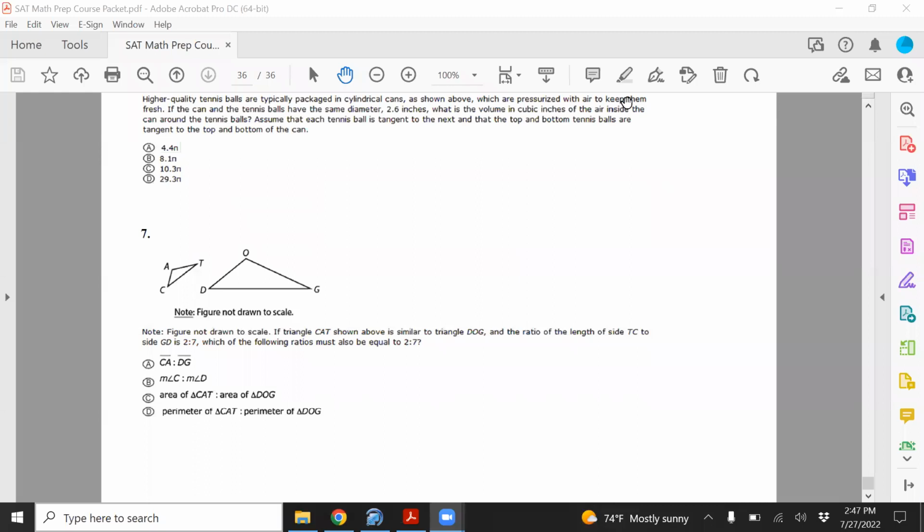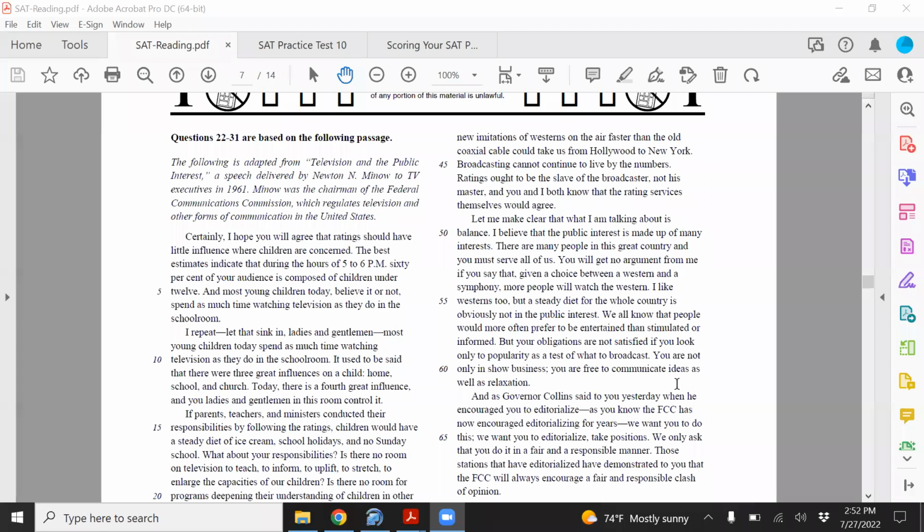Okay, so let me go ahead and pause the recording. Okay. Oh, share screen. Here we go. All right, so now we're going to talk about the SAT reading. Let me read this first part. The following is adapted from The Television and the Public Interest, a speech delivered by Newton Minow to TV execs in 1961. Minow was the chairman of the Federal Communications Commission, or FCC, which regulates television and other forms of communication in the United States. Okay. So it's kind of old, not too old. It's not like Old English, like early 20th century or 19th century, even 18th century, which is kind of hard to read.